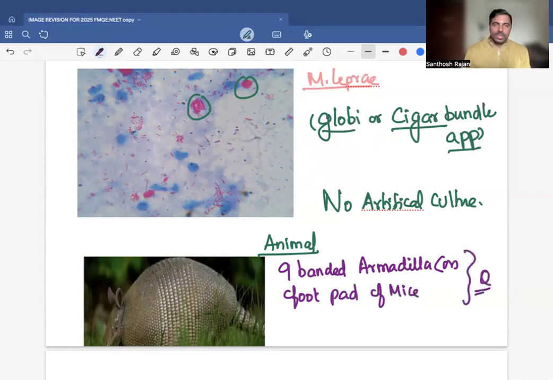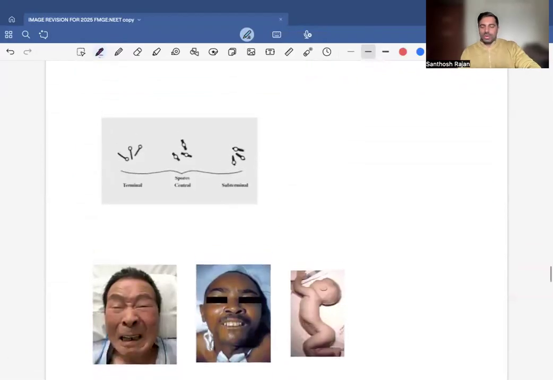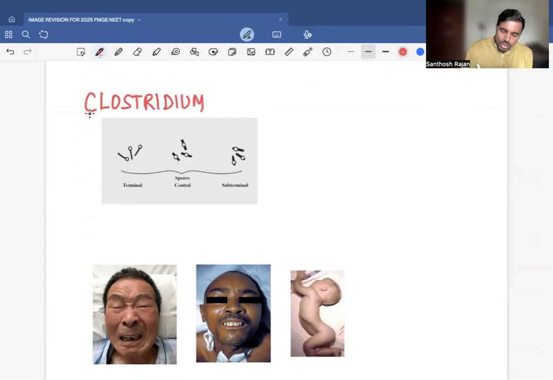Question. Okay, so this picture, which one does it go to? It's of course for Mycobacterium leprae. Yes. Now for the Clostridium. This is for the Clostridium. These are Clostridium spores. You see terminal. Okay, I'm going to write it here. Clostridium spores. Usually, this is how it looks. Terminal or central. Let's think.